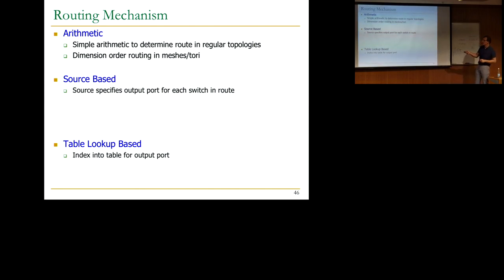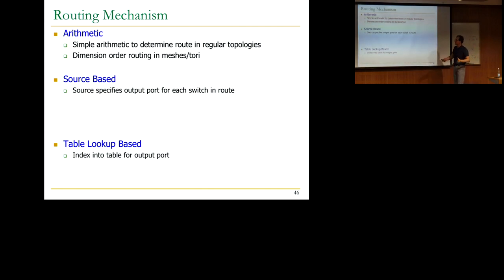It could be source-based, meaning the source specifies the output port for each switch in the route. Basically, here you have the source, you have the destination. As opposed to each router doing arithmetic to calculate where to send the message next, the source says, okay, you should go through this route. At the beginning, when you actually send the message, you also send a header saying, okay, these are the routers that you should follow. Right.